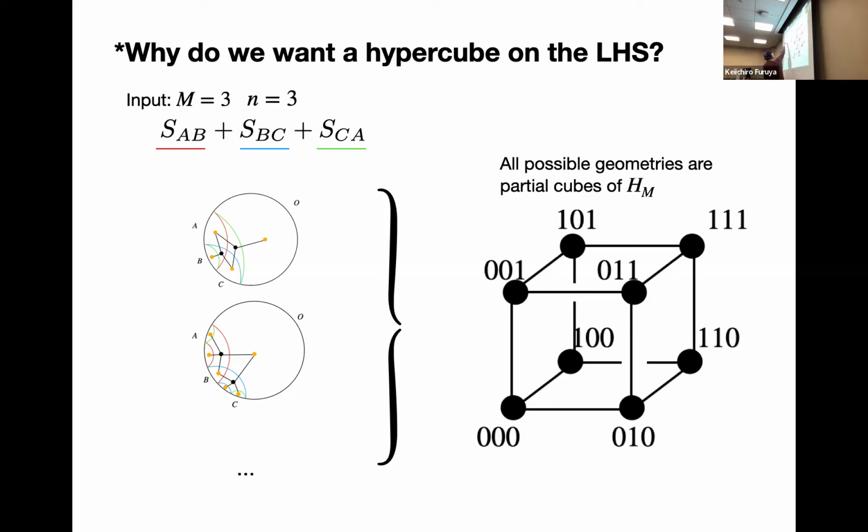Yeah, so if you have a convex composition like this, it corresponds to multiple different bulk configurations. On the left-hand side, you give the convex composition as an input. So the convex composition should not pick a specific bulk geometry. It should cover all the bulk geometries corresponding to this. You're saying that by choosing different choices of A, B, and C for the left-hand side, you could generate arbitrary partial cubes inside the hypercube. Yeah.